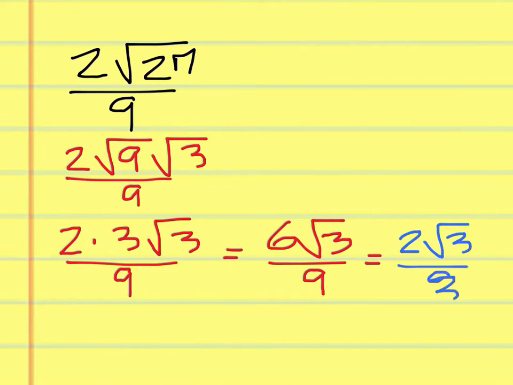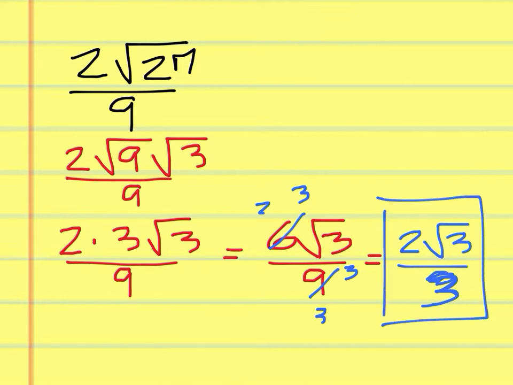I was ready to write a 9 there, because if you divide this by 3 and this by 3, you're left with 2 and 3. This is the simplified version of this.